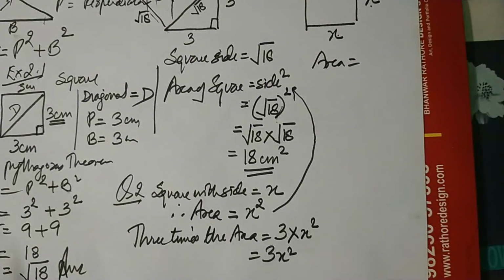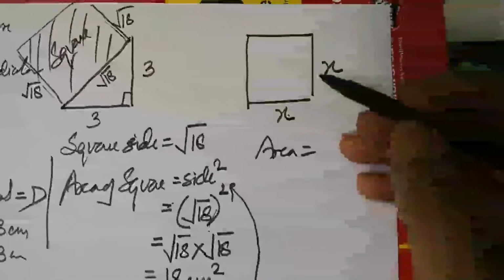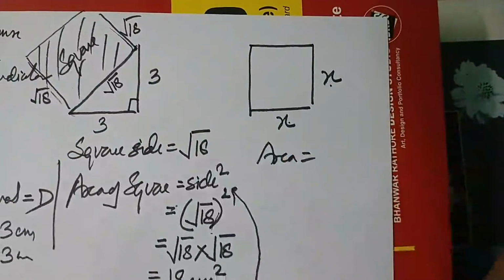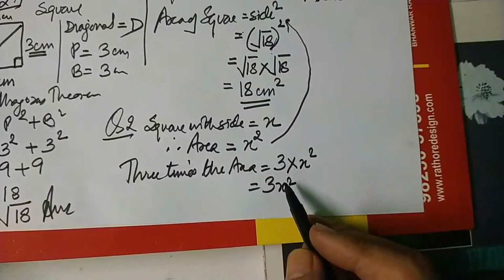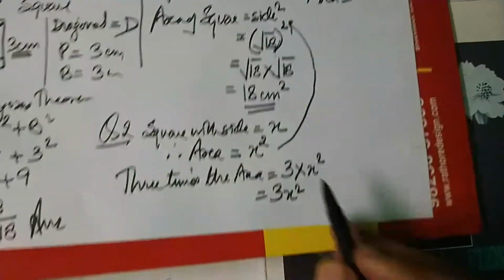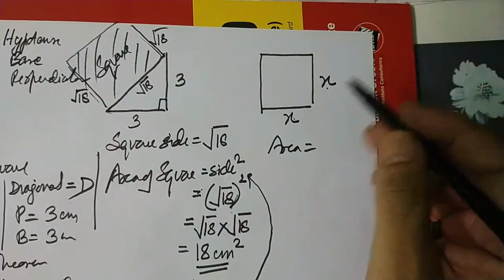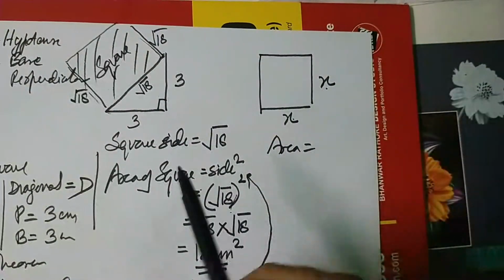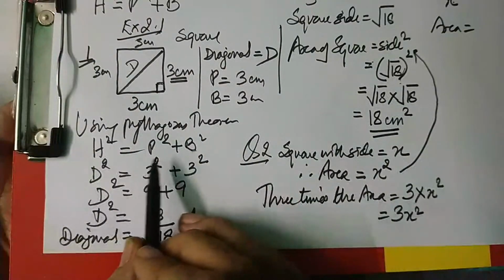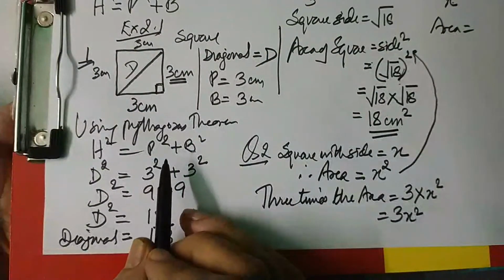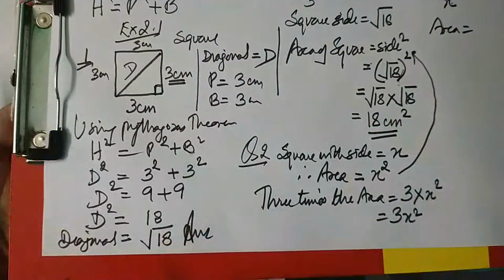So you will see that the area of the square with side x is x square. But if I make it 3 times, then it will give me 3x square, which cannot be done in this. I can make the areas 3 times, but I will not be able to use the Pythagoras theorem. Reason is, in Pythagoras theorem, we are only doing square of a number. You can't do square root of 3.